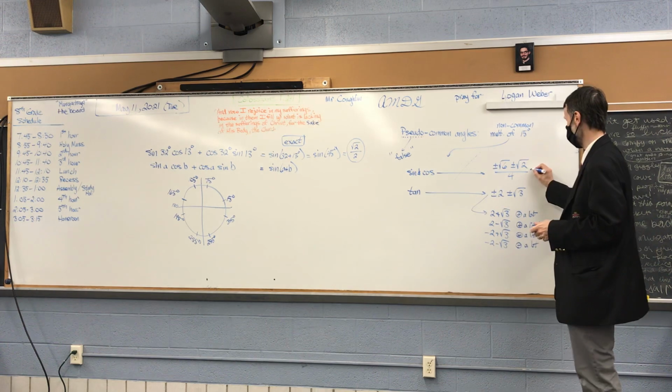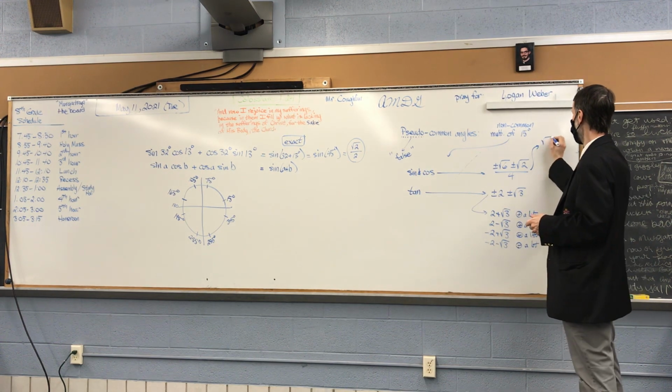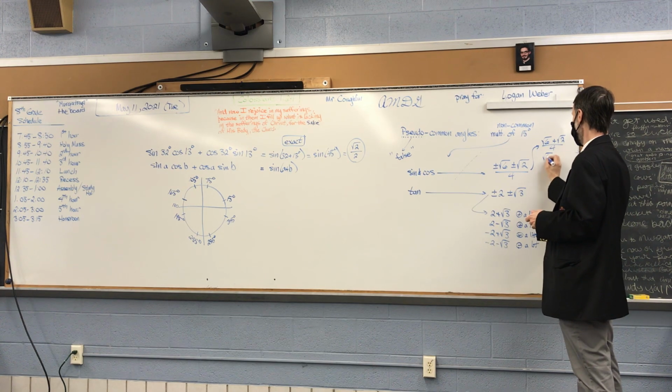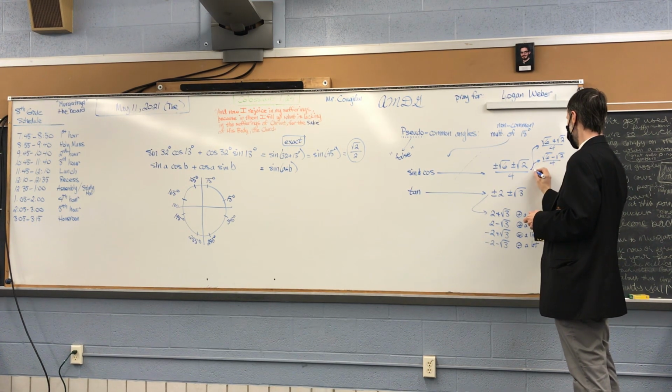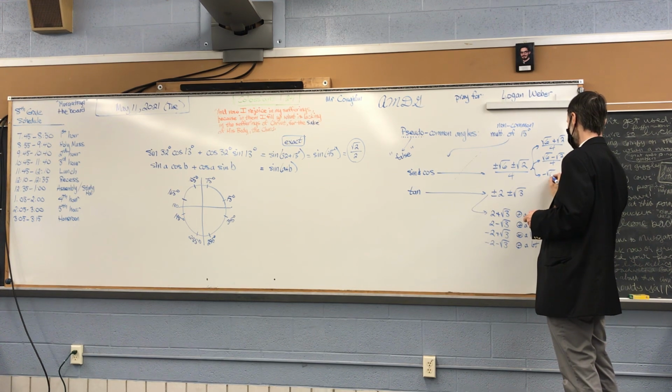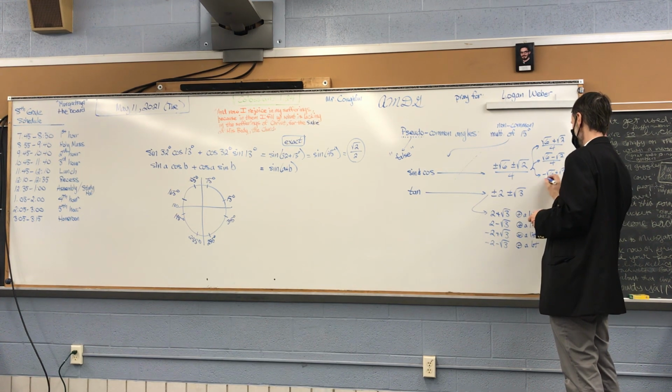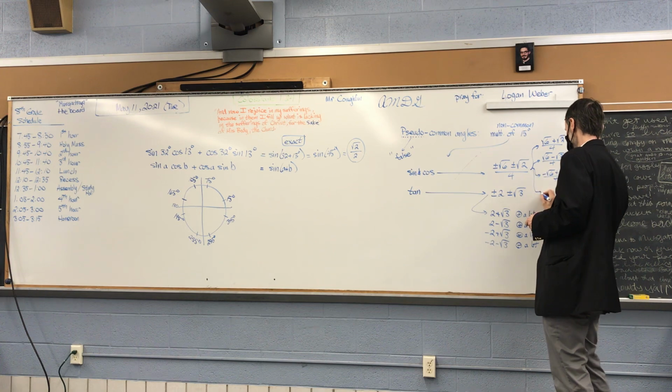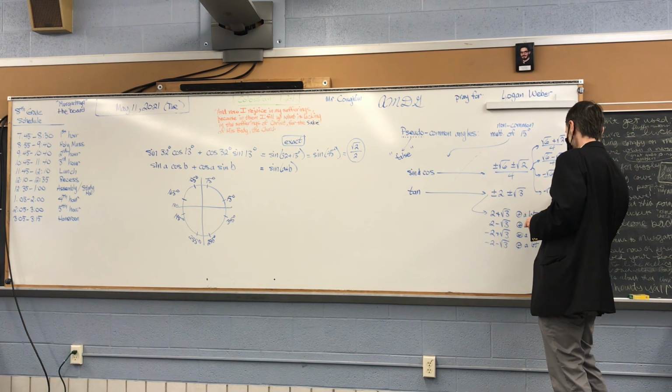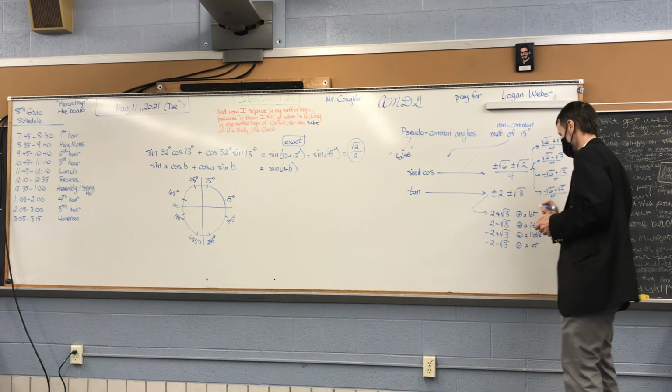There are 4 possibilities here. Radical 6 plus radical 2 over 4. Radical 6 minus radical 2 over 4. Negative radical 6 plus radical 2 over 4. And negative radical 6 minus radical 2 over 4.